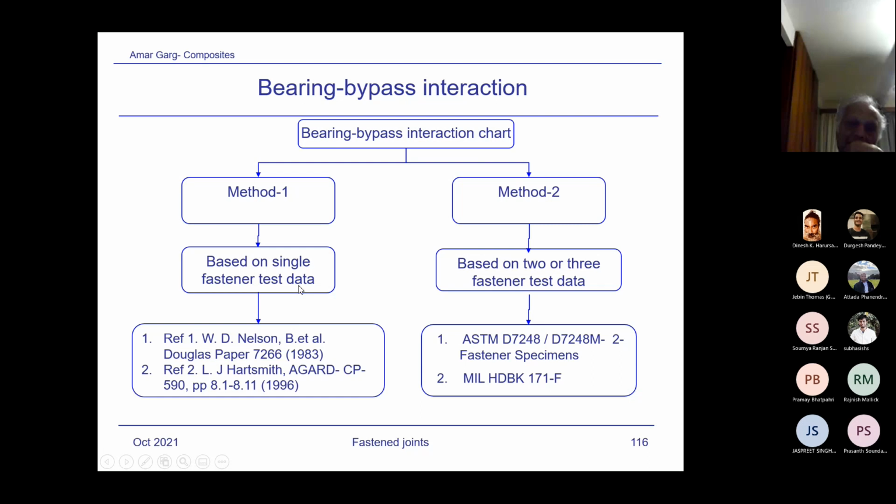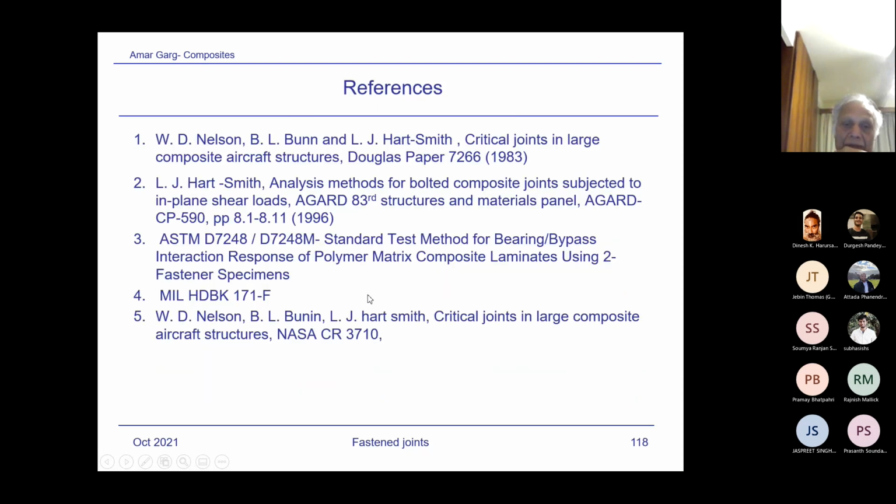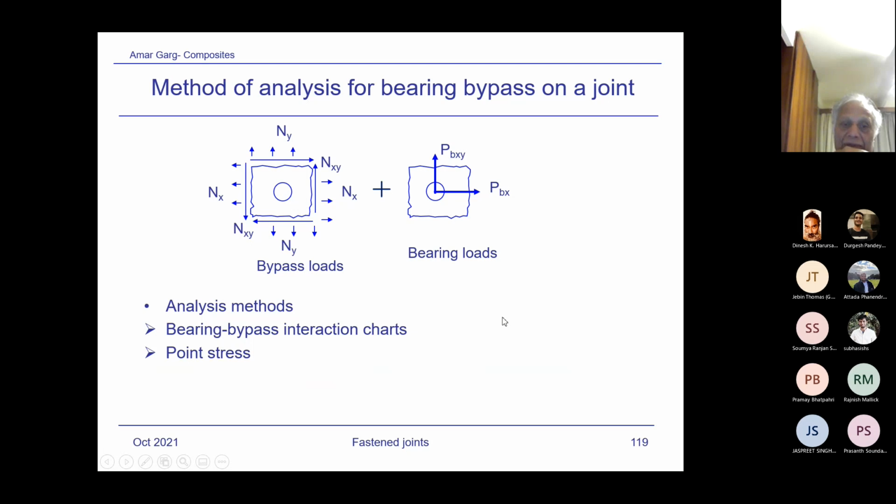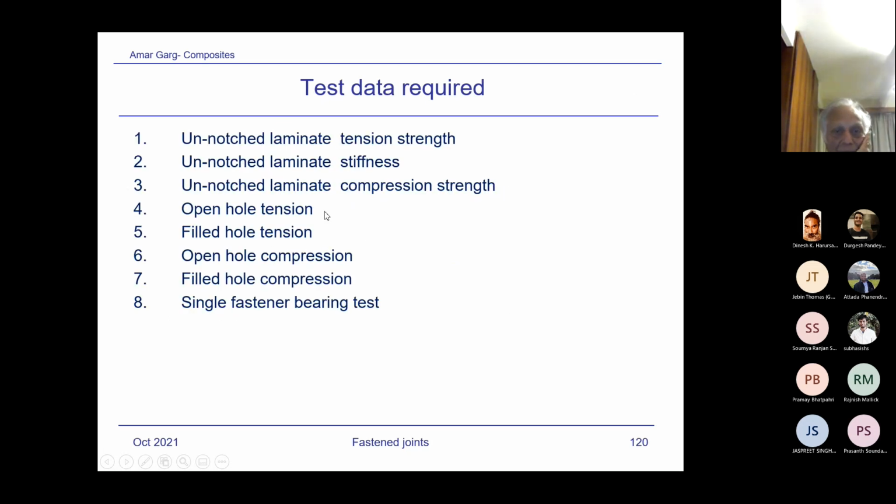Method 1, which is based on the single fastener data, I'm trying to discuss over here now. Method 2 is based on the 2 or 3 fasteners test data, and I'll discuss that after method 1. I have provided some references. Okay, this one, bearing bypass, I already showed.